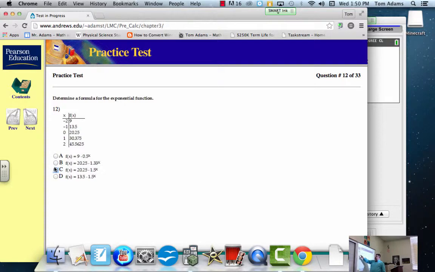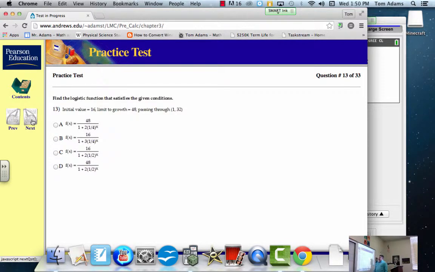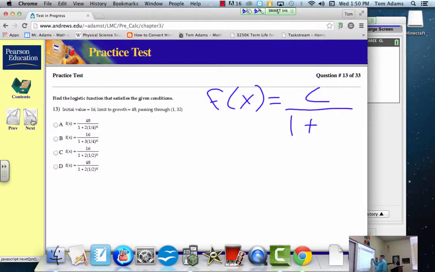What's the next one? Problem number 13. Okay, this one is not that hard. Remember, this one is going to be the function f of x is equal to c over 1 plus a times the quantity b raised to the x. Just remind me, we'll write that formula on the whiteboard.